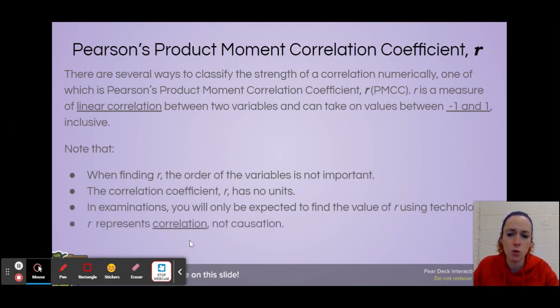And R represents correlation only, not causation. So just like we were just talking about with the math and English test, they could have been correlated, but that doesn't mean that one causes the other.